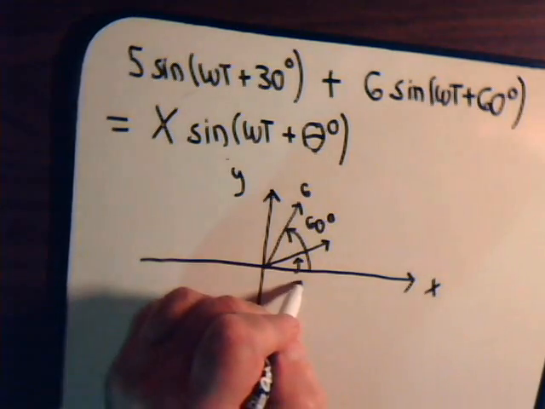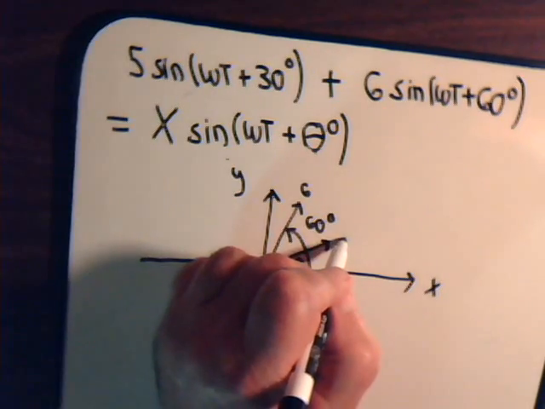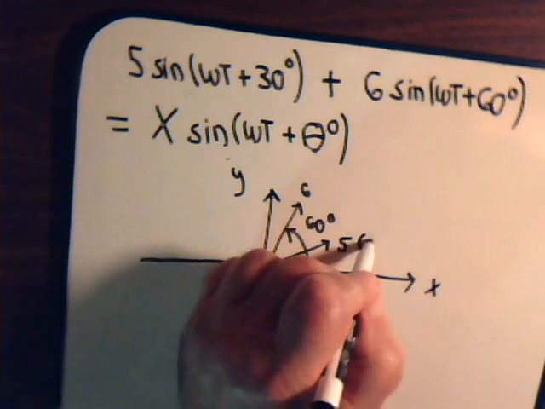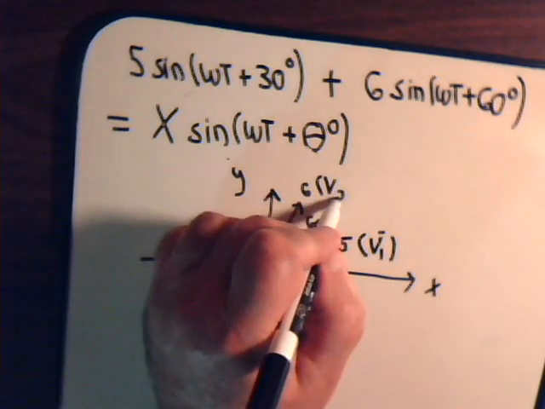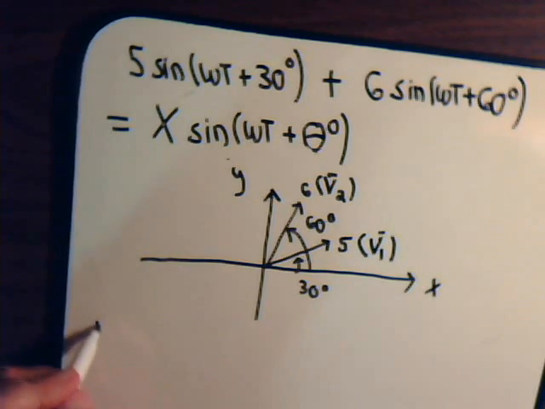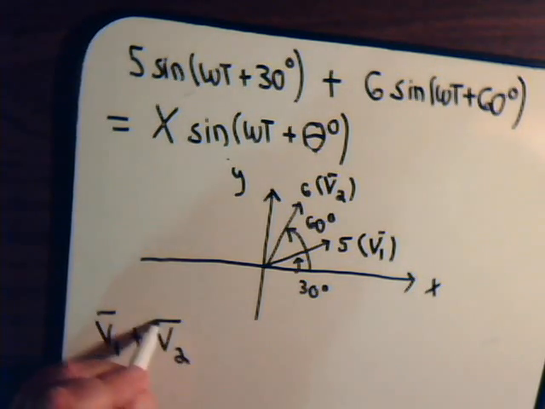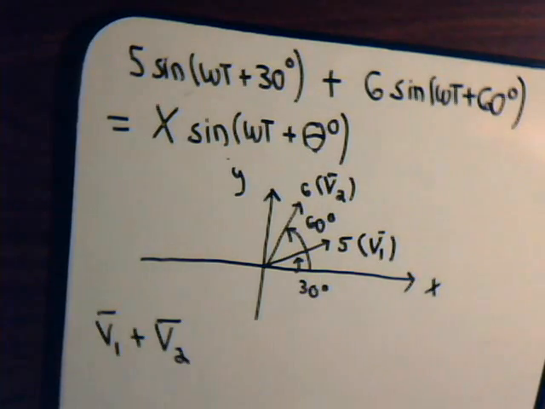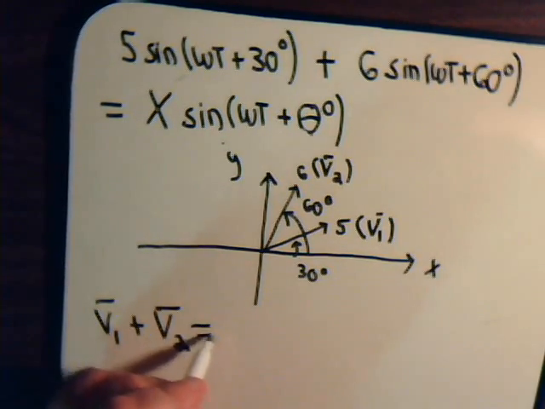60 degrees for that one, 30 degrees for this one. This has a magnitude of 5. We're calling this V1. We're calling that V2. We want to add V1 and V2 together. We first considered problems like this in video 71. Of course, we know it's not difficult. This will give us a new vector, V3.